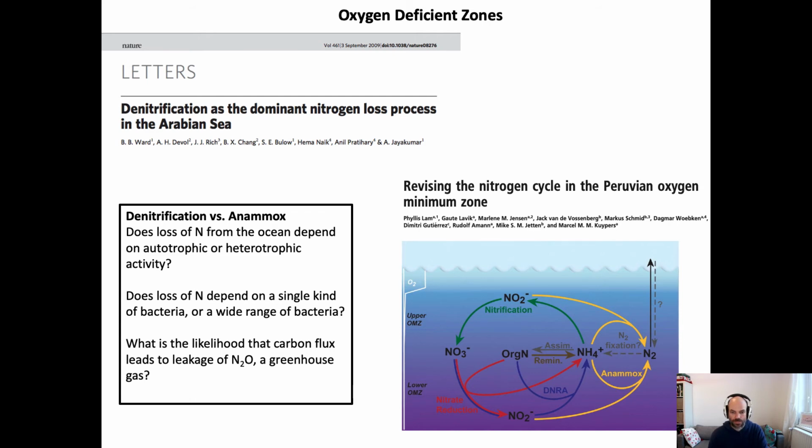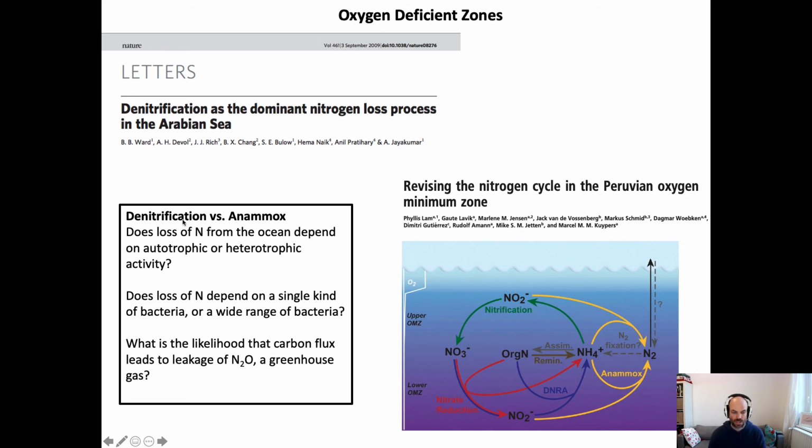And this kind of competition, or perhaps cooperation also, between denitrification and anammox is really important to study because it has some far-reaching implications. So, for example, depending on whether denitrification or anammox is more dominant, it affects whether we think that the loss of nitrogen from the ocean, so whether nitrogen removal, is dependent on autotrophic or heterotrophic activity, right?